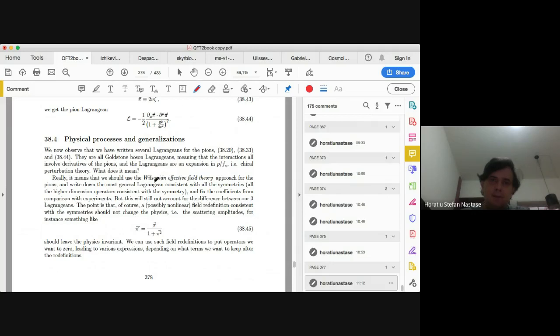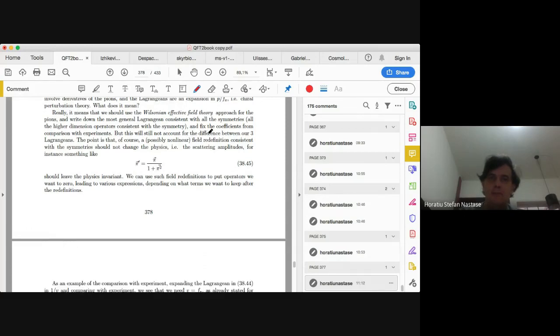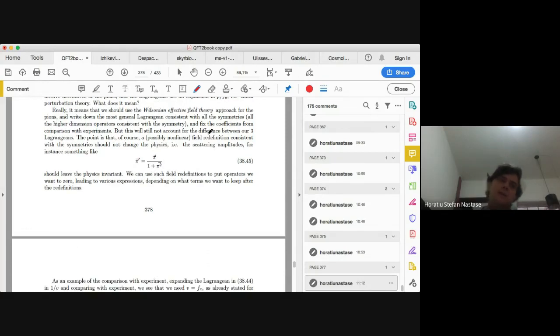But what does it mean? Well, the first observation is that what we're doing is the Wilsonian effective action, the Wilsonian effective field theory. So in principle, we should write down the most general Lagrangian consistent with all the symmetries, and then fix the coefficients from comparison with experiments.